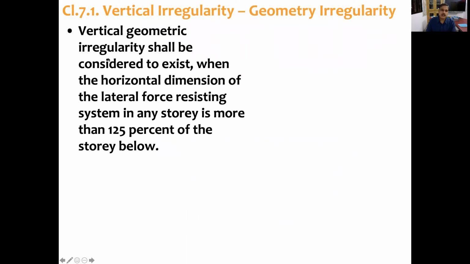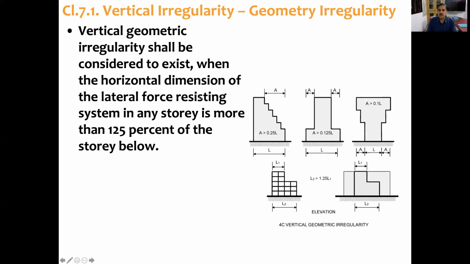Vertical geometric irregularity shall be considered to exist when the horizontal dimension of the lateral force resisting system in any story is more than 125% of the story below. The code gives some illustrative diagrams, where you can see this offset A is more than 25% of the total base length L. So this comes under vertically irregular structure. And then as you can see here, A offset, A offset both together.